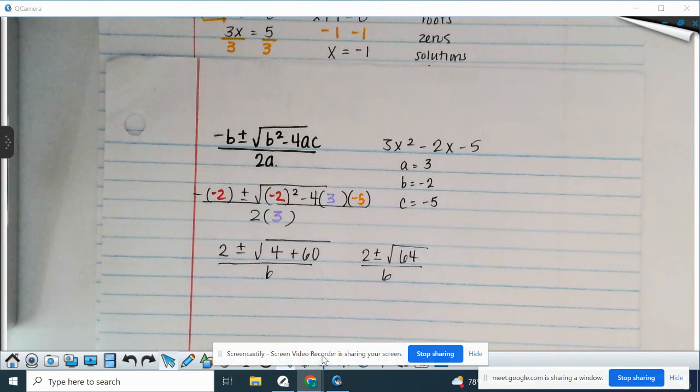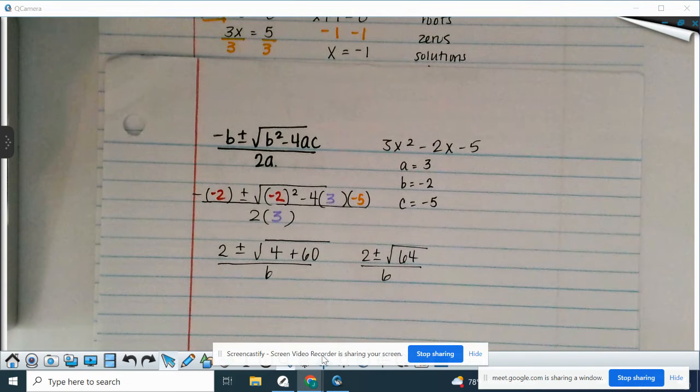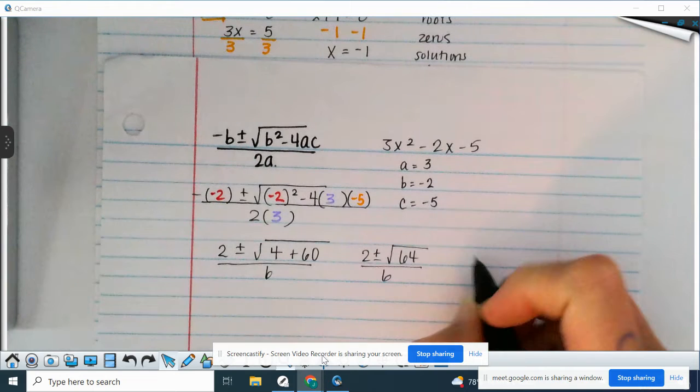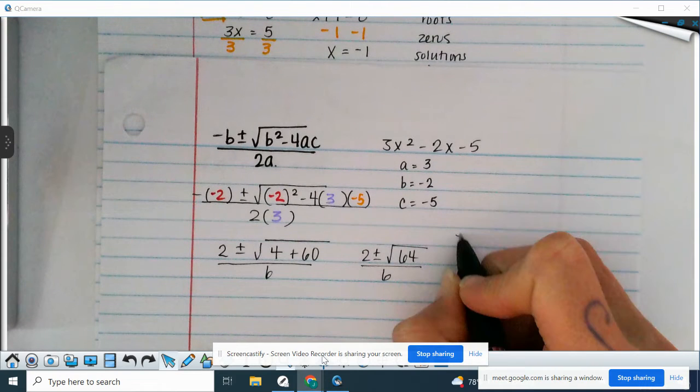The square root of 64 is asking what number times itself will give me 64. If it was a cube root, it would be what number times itself 3 times would give me 64, or whatever number. But in this case, when there's no number in the front, it's an assumed square root. And the square root of 64 is 8, since 8 times 8 equals 64.